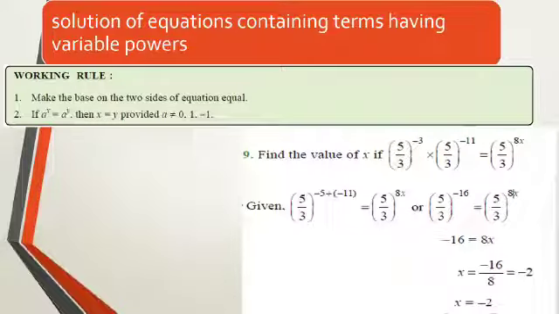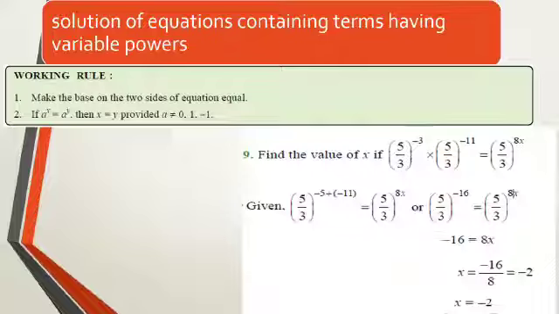Solution of equations containing terms having variable power. Working rule: it is very simple. Make the base on the two sides of the equation equal. If a power x is equal to a power y, then x is always equal to y, when a is not equal to 0, 1 or minus 1.